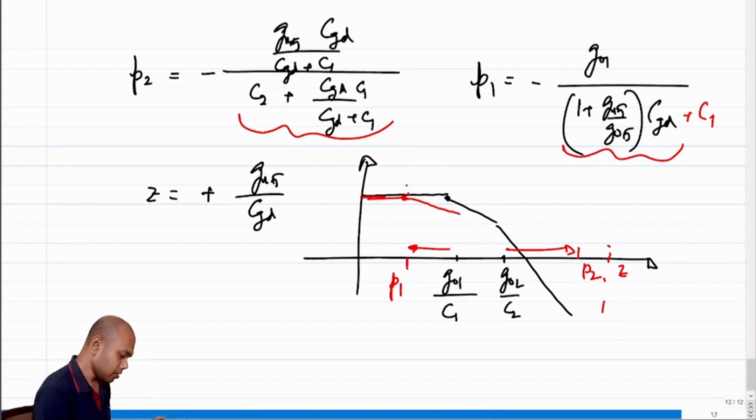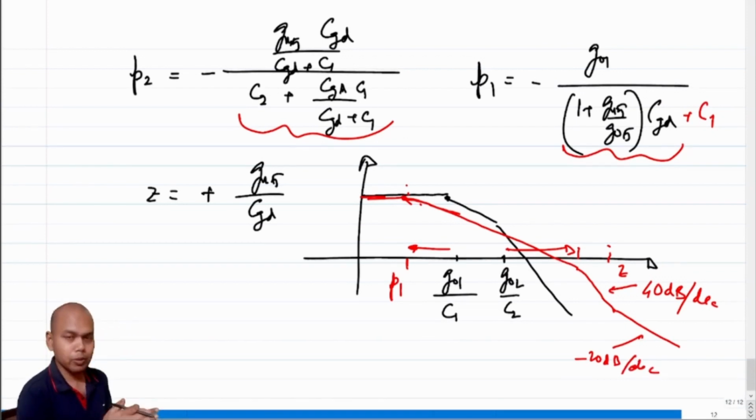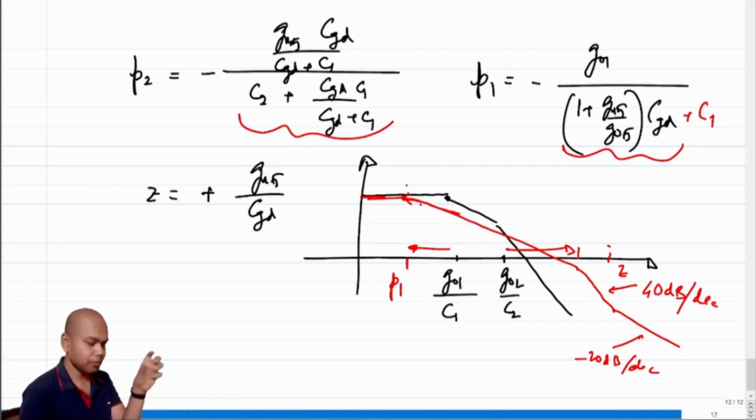And when you hit a 0, what happens to the slope? Sorry, I should sketch it properly. The slope gets restored back to minus 20 dB per decade, right? This is minus 40. This is minus 20 dB per decade. Okay, so the good thing is that the pole splitting happens naturally. If it doesn't happen naturally, you can put an additional capacitance, called the Miller capacitance, to split the poles, right?